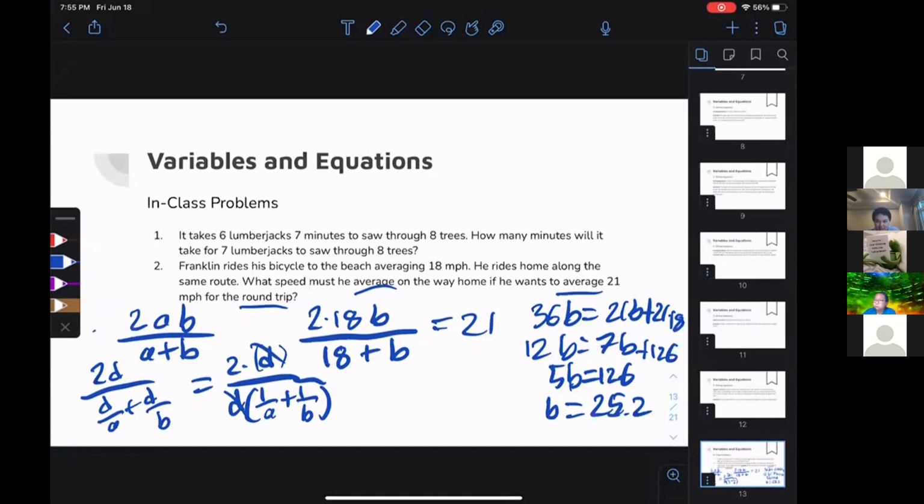All right. I think that's all there is. And it's 2 over 1 over a plus 1 over b. Be careful with this. 1 over a plus 1 over b is equal to a plus b over ab. It's not a plus b.